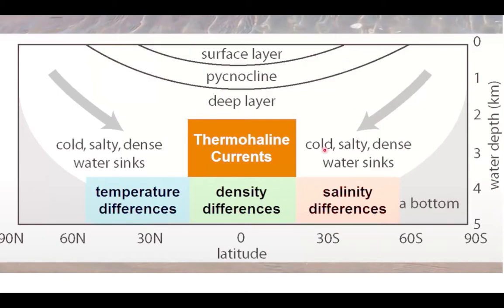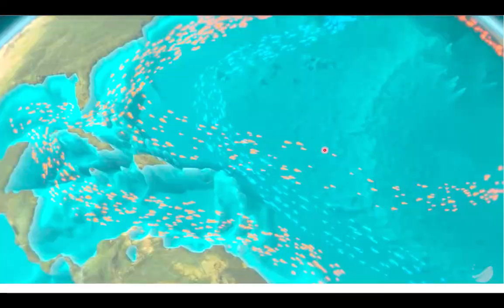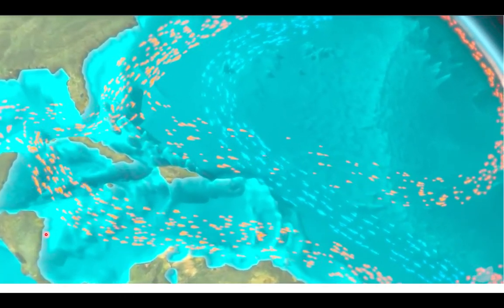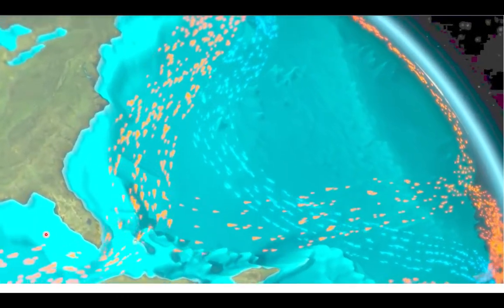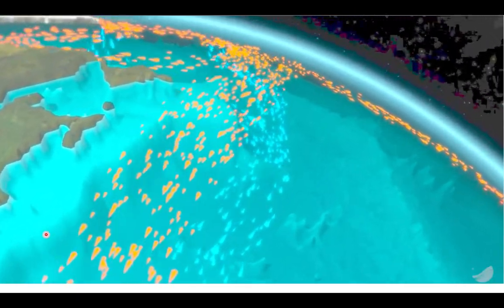Now the question is why the pycnocline is important in deep ocean circulations. It is important. In the previous video, you can see that everything is going down in the polar regions, right? Why is everything going down only in the polar regions? Why is this surface current suddenly turning into deep ocean currents? Why only at the poles? Because there is no pycnocline at all.